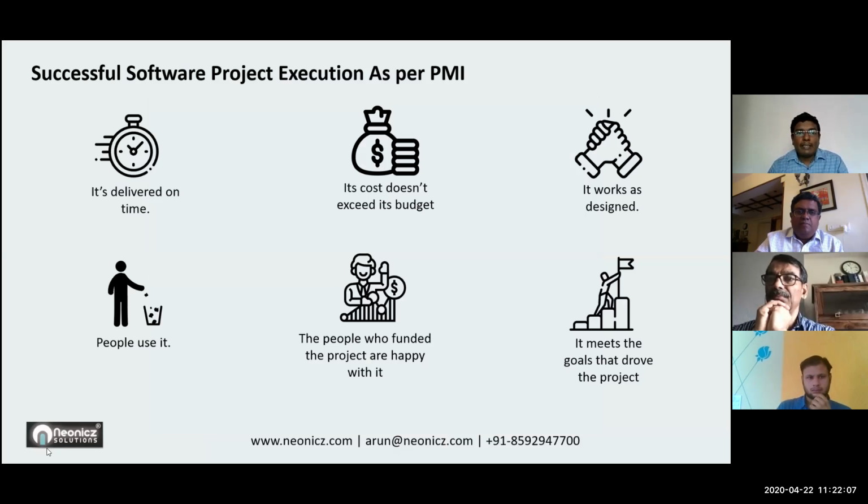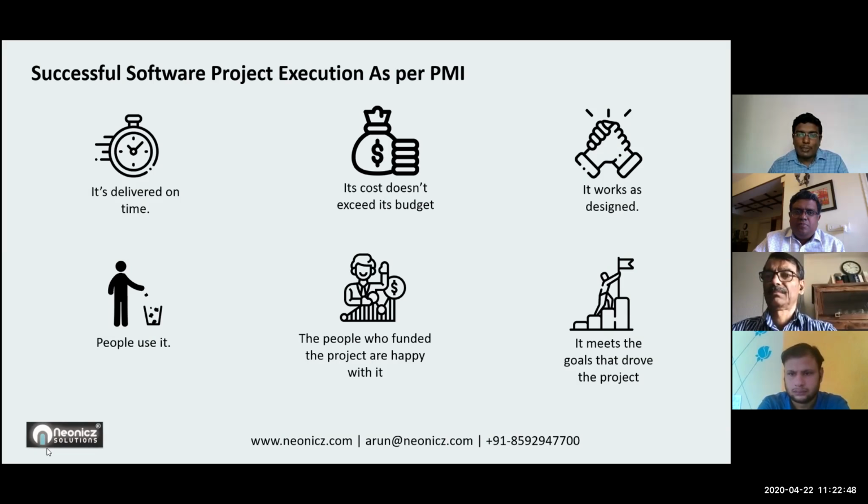As per the Project Management Institute, a successful software project execution is measured on 6 particular measurements. If it is delivered on time, then it is successful. Not only that, all these 6 need to be met. Then its cost does not exceed its budget. The product owner who wanted to build the software would definitely have a particular amount of budget which he might set for the project. So it should stay under the budget.